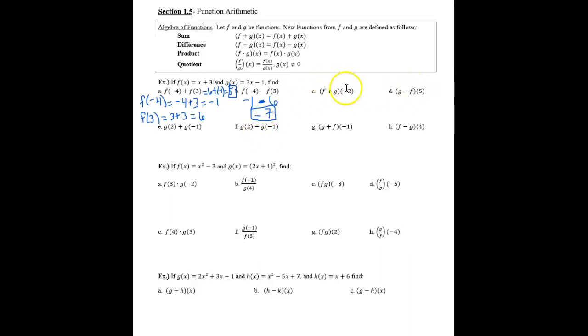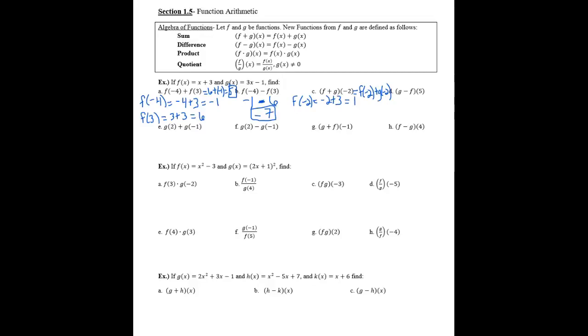Now these next two examples are the same types of problems of adding and subtracting, only they're written in different form. This says f plus g of negative 2. But remember, that's the same thing as just evaluating f of negative 2 and adding it to g of negative 2. So we're going to evaluate both of those functions at negative 2 and then add the answers. So for f of negative 2, again replacing x with negative 2, plus 3. Negative 2 plus 3 is a positive 1.